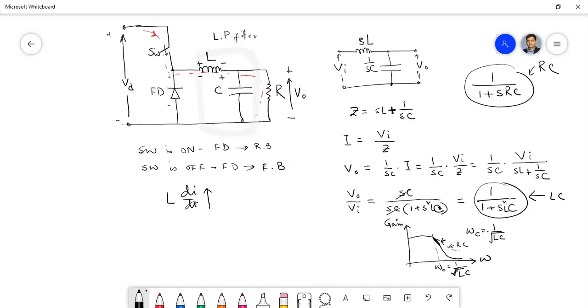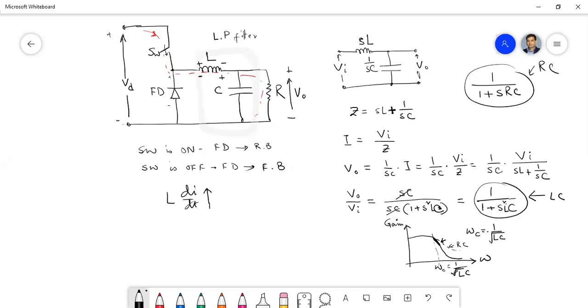Is that clear? Yes, sir. So this is the objective, or this is how the inductor, this freewheeling diode protects the devices when they are connected in the circuit with some inductor.